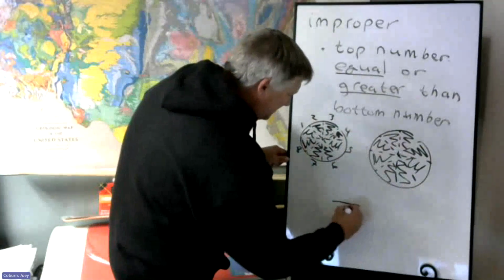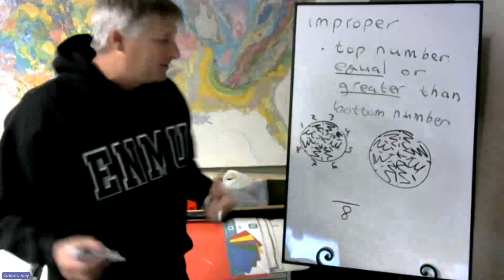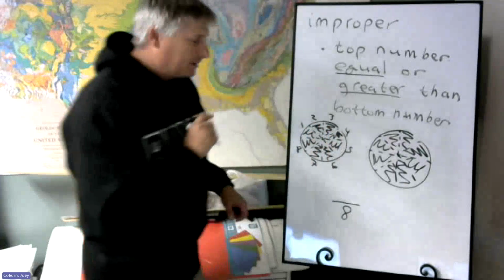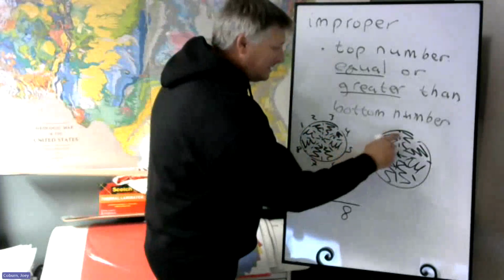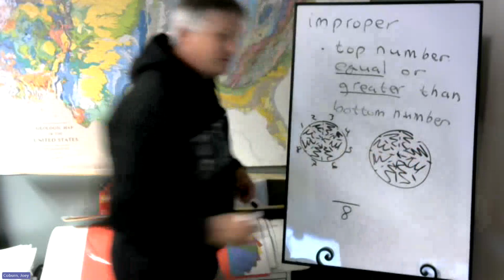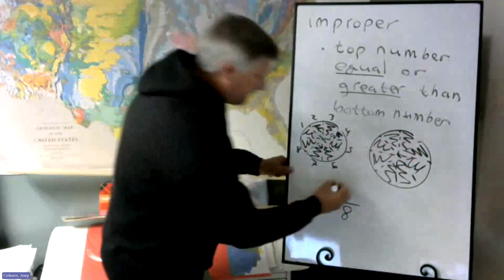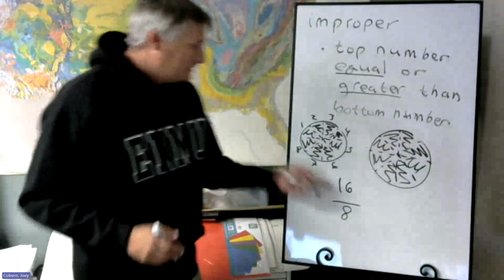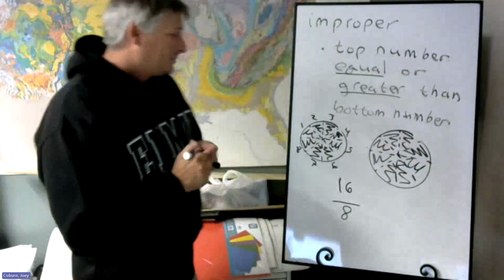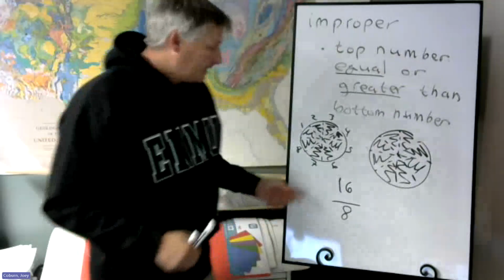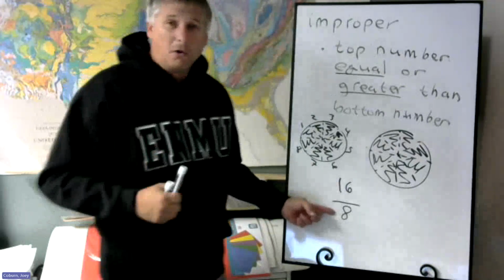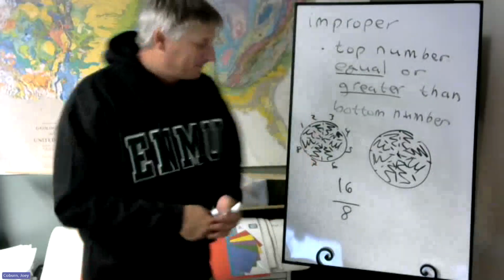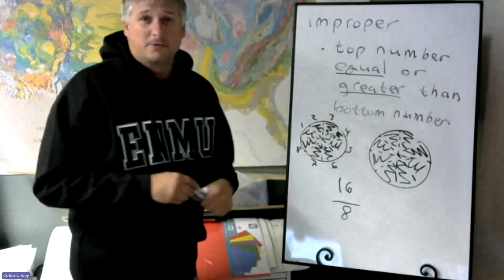You just wanted this 1 pizza for dinner, but now you've got 2. So for dinner, you just needed 8 slices, but now you've got 1, 2, 3, 4, 5, 6, 7, 8, and then 9, 10, 11, 12, 13, 14, 15, 16, more than you need. For a whole dinner, you just needed 8 slices, but now you've got 16. So this would be an improper fraction. There's more than the whole. You can also think of it as like extra credit or just too much. So that's an improper fraction.